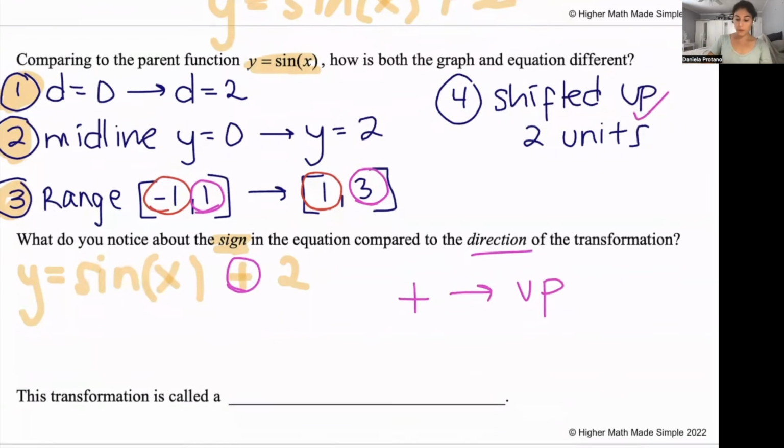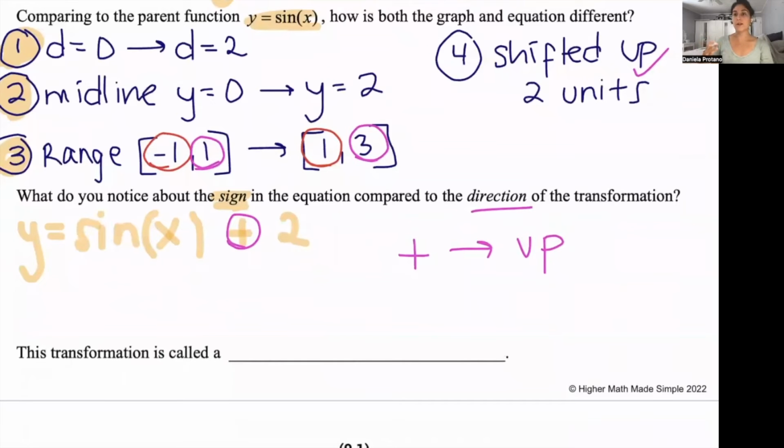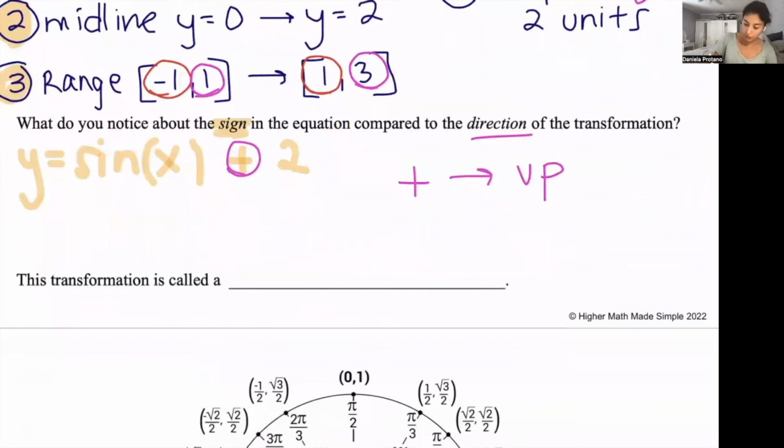And so it is the same direction as we'd naturally think. In other words, if it was minus, naturally we think, okay, then that's down. I just wanted to point that out, because when we do the horizontal shifts, it's going to be the opposite. So in other words, plus actually means to the left and minus actually means to the right. That's why I wanted to point this out. And just a reminder, this is called a vertical shift.